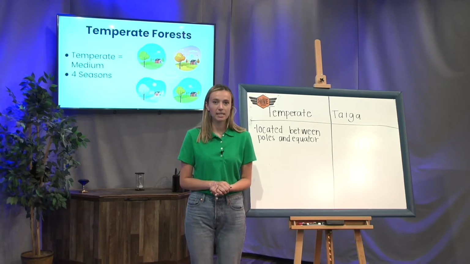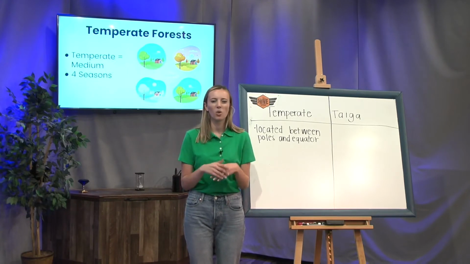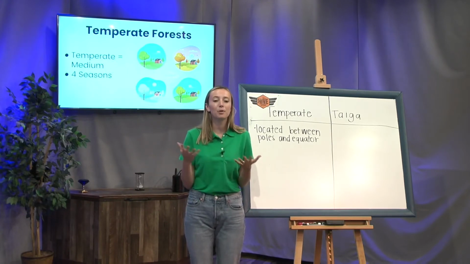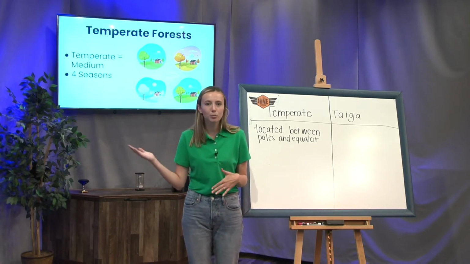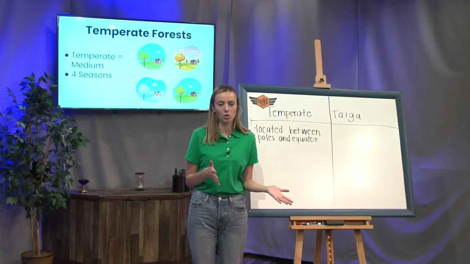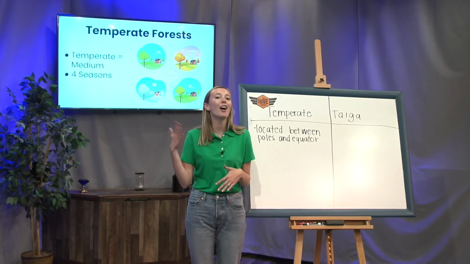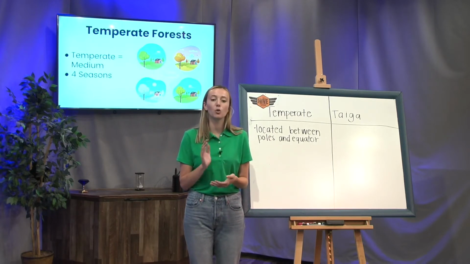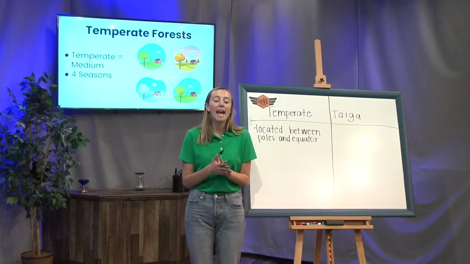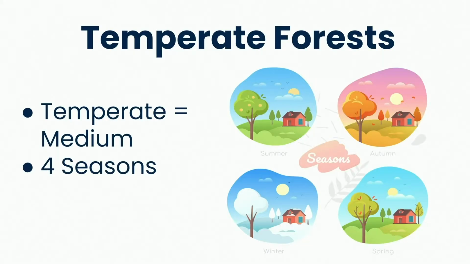The word temperate actually means medium or kind of normal. So temperate forests, the weather there is very normal. It's not super, super hot. It's not super, super cold. Like rainforests are a lot hotter, and taiga forests are a lot colder. But temperate forests are right in the middle. So they have all 4 seasons, which means they have distinct times where it's hot, a distinct time where it's warm, a distinct time where it's cool, and a distinct time where it's cold.